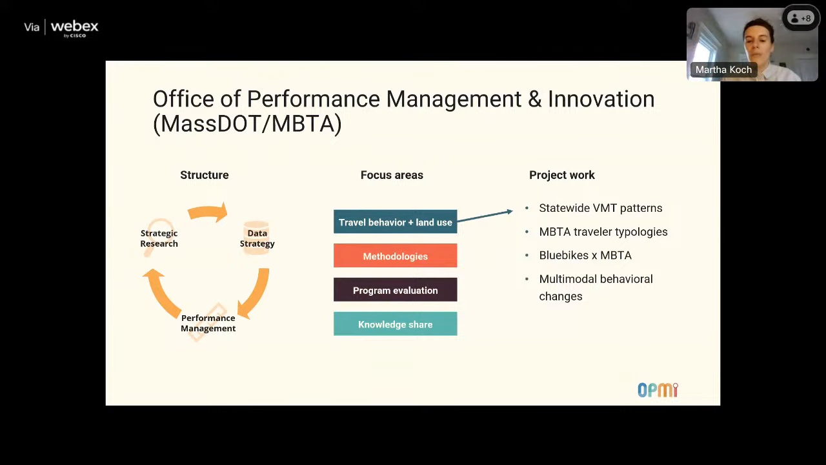And then we have a couple of projects with external partners right now at UMass Amherst around multimodal travel patterns and costs associated with that, whether they're economic, environmental, or social costs. So that's a brief smattering of the work that we do. And I'll hand it back to Michael.